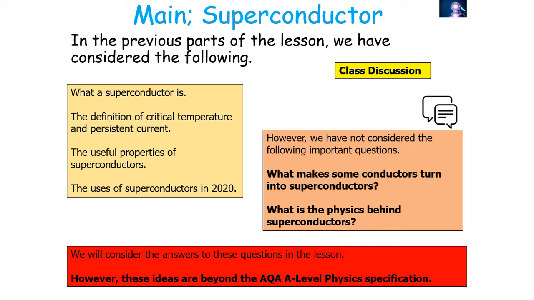So if you just want to learn about superconductors up until the A level examination specification, please stop the video now. However, we can also consider the following important questions. What turns a conductor into a superconductor? Why don't all materials act as superconductors at low enough temperatures? And what's the physics behind superconductors? Can I just stress the answers to these questions are beyond the A level specification. However, you may want to consider this because it's an interesting part of physics.